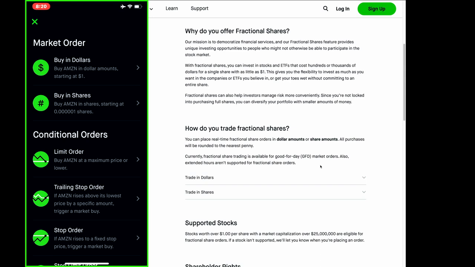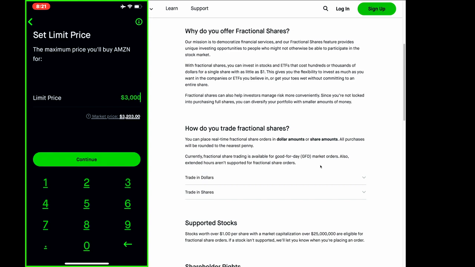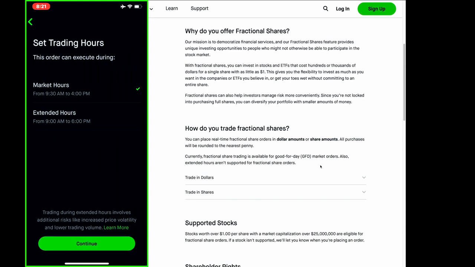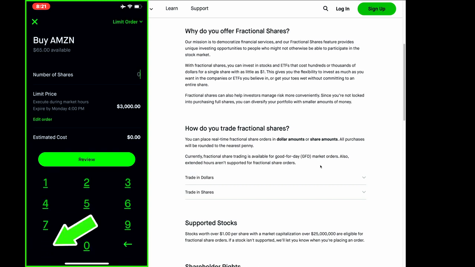Okay, so I just showed you how to buy something using buy in dollars or buy in shares. We'll go to conditional orders. I'm going to click on a limit order. Okay, so limit price, let's say I want to buy Amazon at 3,000. I want to do it during market hours. Of course, I'm forced to do that if I just use fractional shares. And I want to make it good until the close of Monday at 4 p.m. Press continue. And notice something right here.